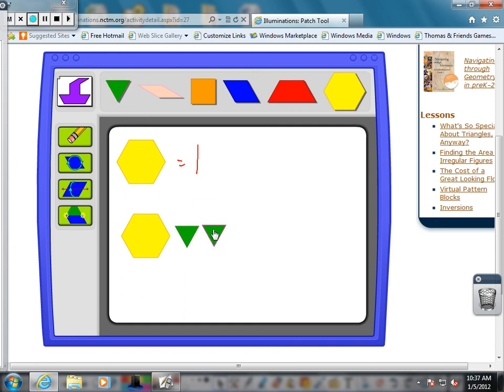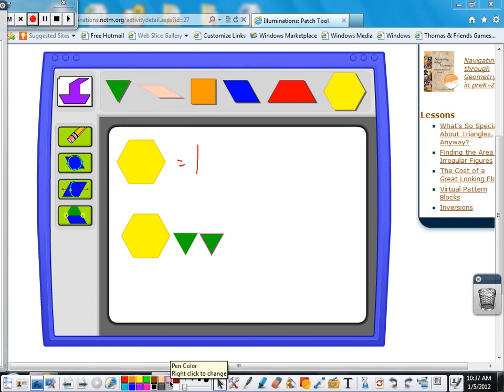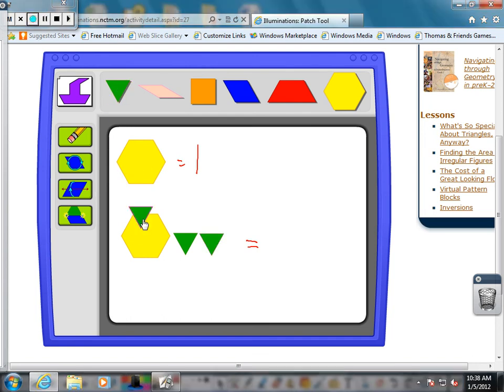So I want to know what this whole thing right here is equal to. I know this is a whole. I need to figure out what each of these triangles are equal to to try and figure out what my mixed number is going to be. And the way I'm going to do that is try and figure out how many triangles fit inside my hexagon.